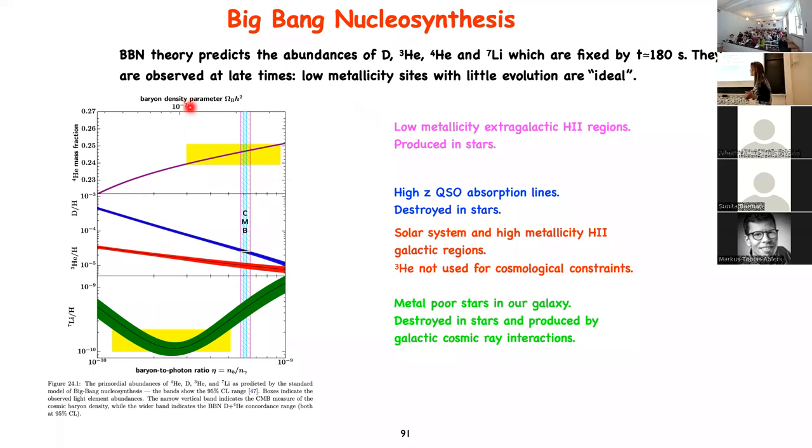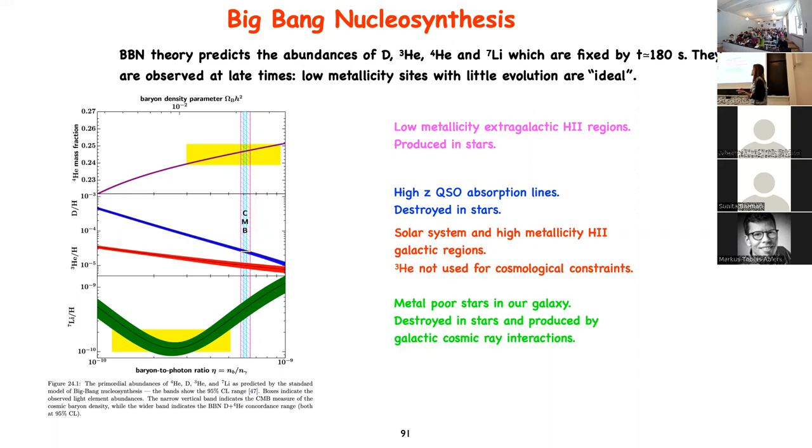So here I show you the abundances of helium-4, helium-3, deuterium, and lithium-7 as a function of the baryon density of the universe, or the baryon to photon ratio here. You can see that these lines are the theoretical predictions. Here we have the CMB measurements of the baryon to photon ratio, or of the baryon density parameter. And these yellow boxes are the astrophysical measurements. Now I will tell you how they are measured. All of them agree perfectly except for the lithium one. In the case of lithium-7, we have a problem there. It's the so-called lithium-7 problem.